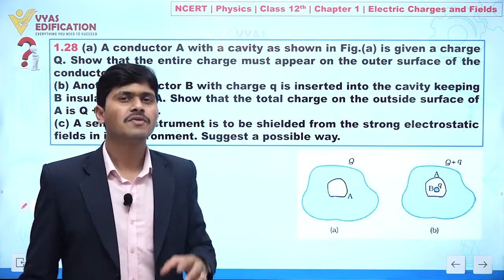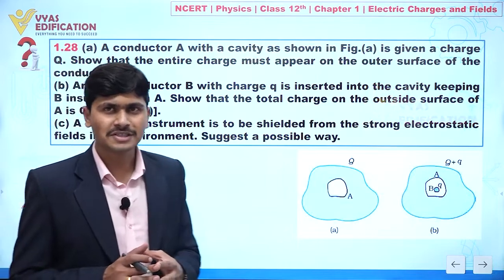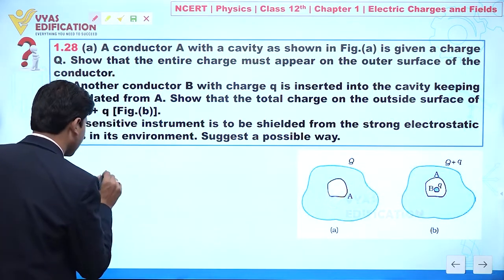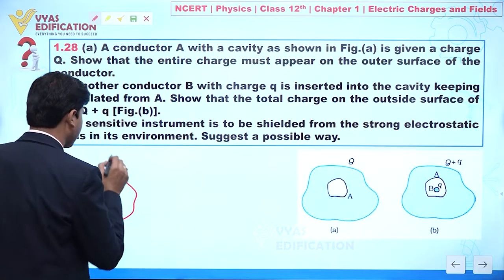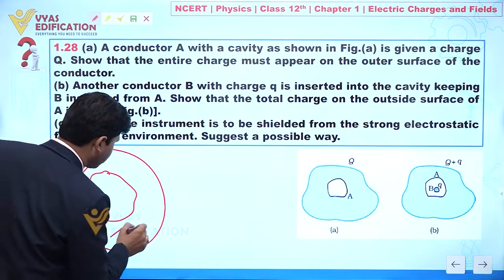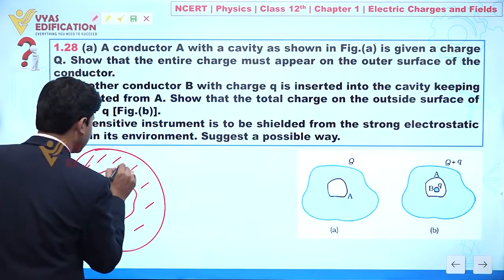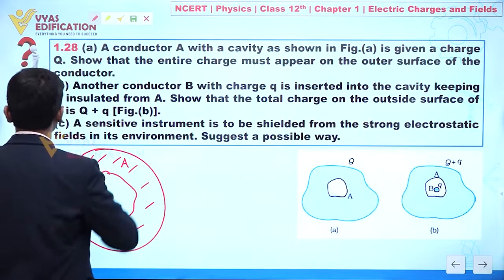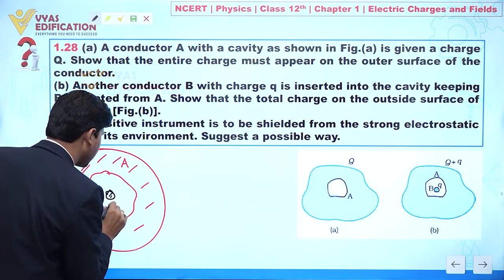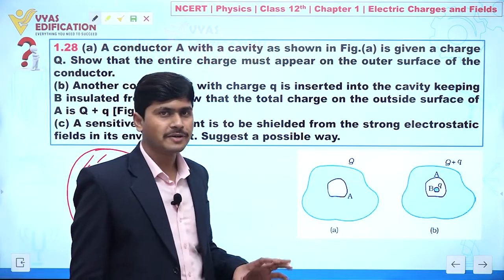Clear? So now what do we do? Again we will first draw a Gaussian surface. So concentrate. Let's suppose I am drawing this figure again. Here we have a conductor, and inside it we have a cavity. Now we are placing a small charge q inside it, and let's suppose B and A are isolated. Clear?